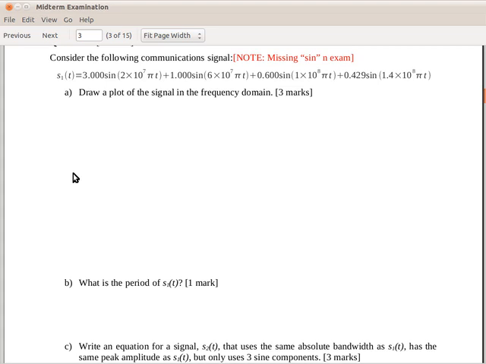And the period is the inverse of the frequency. 1 divided by 10 million is the period then. 1 over 10 million is how many microseconds? 0.1.